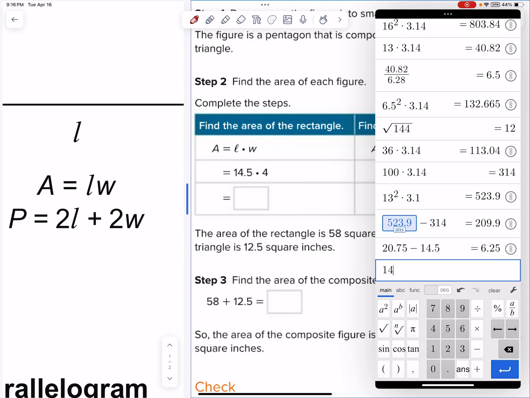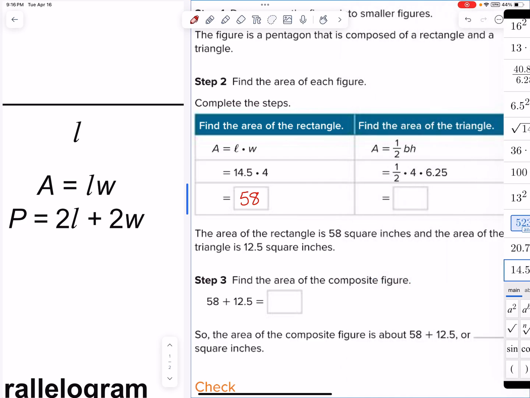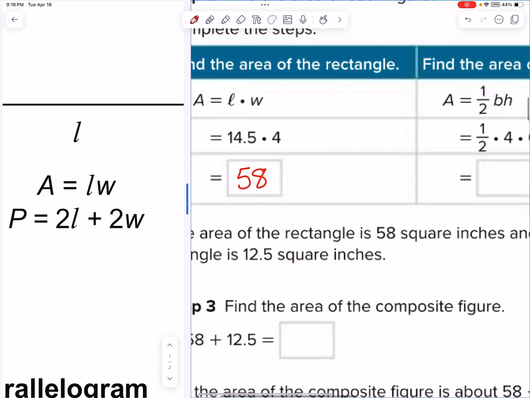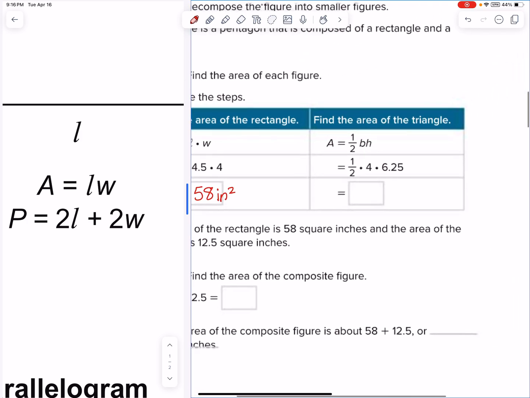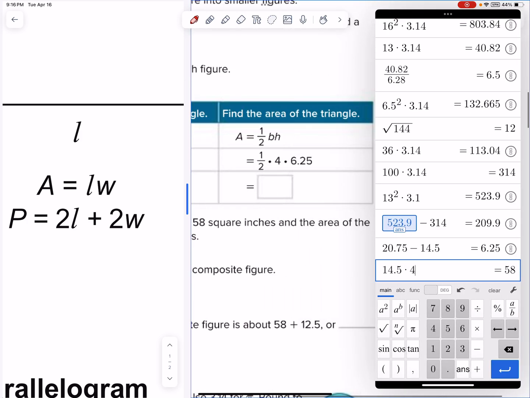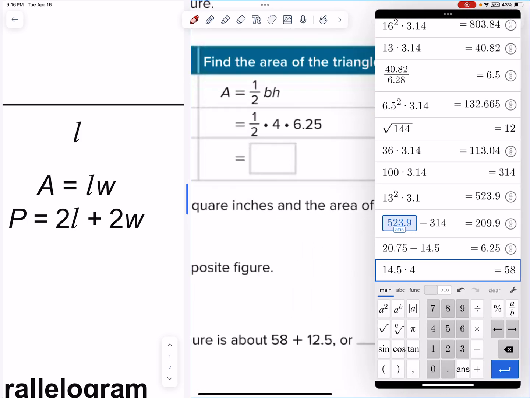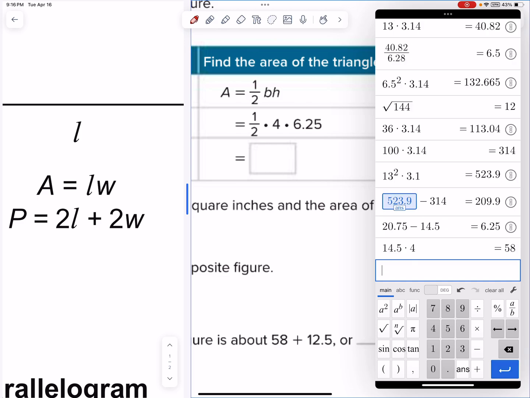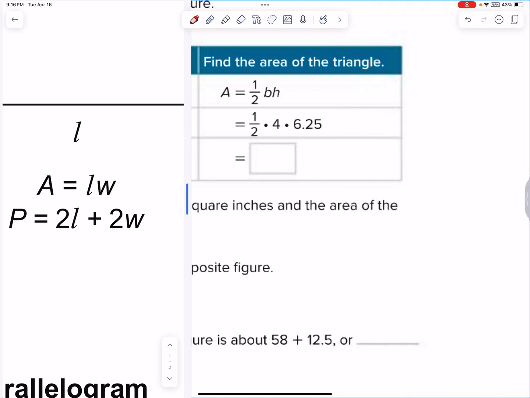So we have 14.5 times 4, and we have 58, but we know it's area, so we need to write units squared. So let's see what the units are. They're in inches, so we really need to always be marking that correctly. And then let's go ahead and do the triangle formula, which is 1/2 base times height. So we have 0.5 times 4, which is just 2, times 6.25. And we have 12.5. And that's also inches squared.